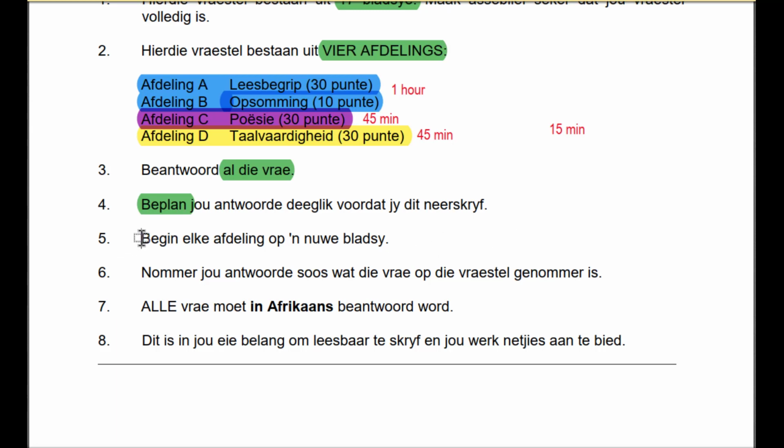So they want you to answer each section on a new page, so that's very important. So you're going to answer section A on one page. If it takes 2 pages, that's also okay. If you get to the second page and you're only halfway through and the section is done, discontinue with that page, start your new page, section B.